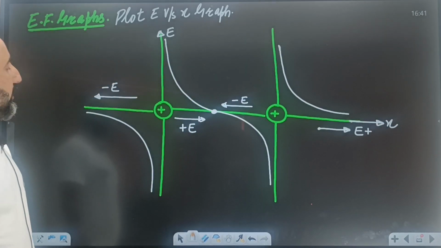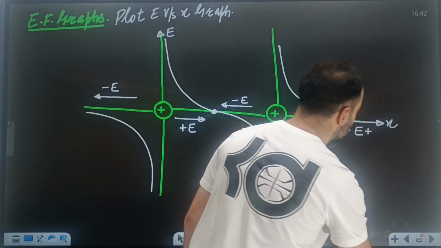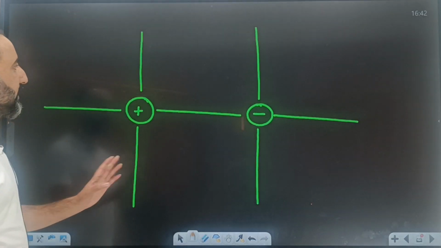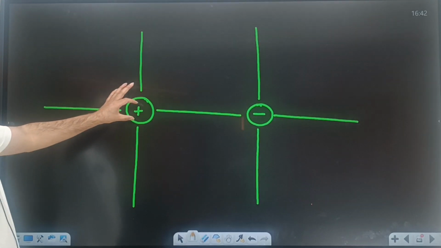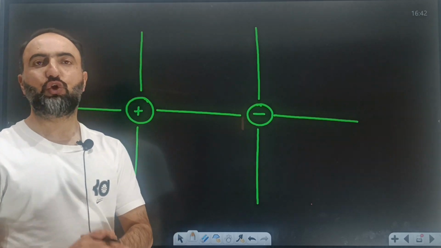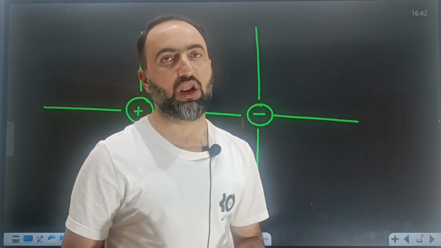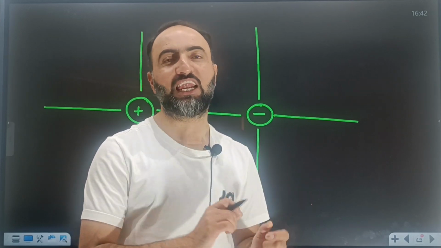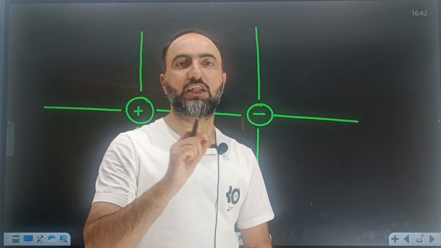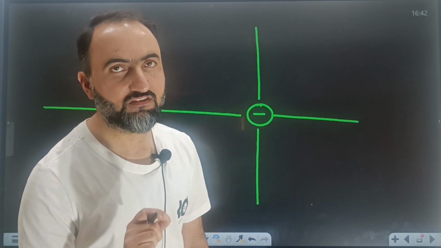ठीक है ना? Okay, so this was example number 1 on this. Next आप देख लीजिए. Here we have another example. ये हमारे पास एक positive charge है बेटा, ये है negative charge. You know that when there are unlike charged particles and they are equal in magnitude but unlike, equal and opposite, ठीक, then the point of equilibrium does not exist at all.